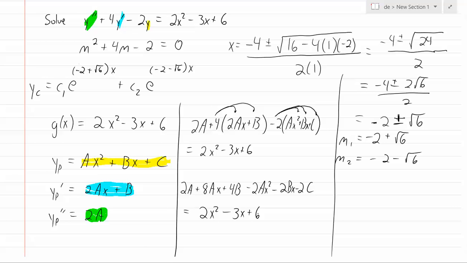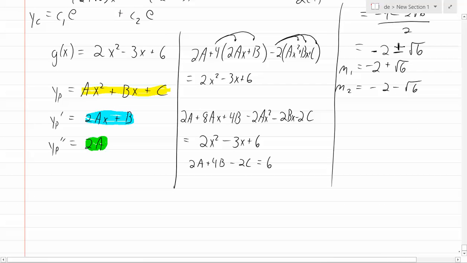Now I want to group like terms. You see I have some constant terms. I have a 2a, a 4b, and a negative 2c. So 2a plus 4b minus 2c has to be equal to the constant on the right side of the equation, 6.